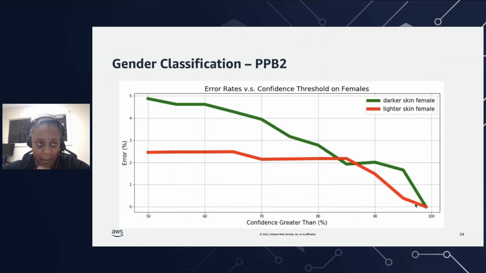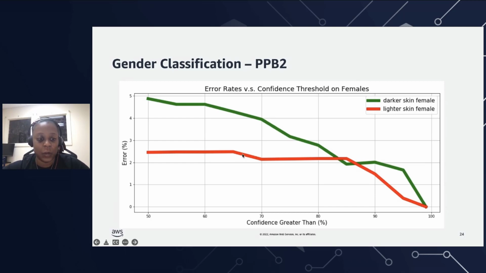And then lastly, in this particular study, we wanted to test out where should we place our confidence score threshold in order to see that particular comparison between darker skinned female and lighter skinned female in terms of error rates. And so this plot just basically plots the confidence score thresholds with the error rates for these two groups. And as you can see, if you set your confidence score to something pretty high, like 99%, then both of your groups approach zero error.